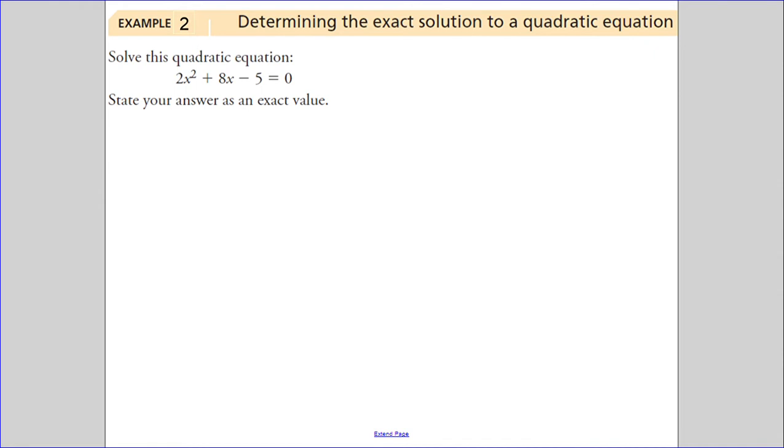So, to determine the exact solution to a quadratic equation. In this one, we need to find out what an exact solution is. And basically, an exact solution just means no decimals. Okay, we're looking for something that's going to be an exact value. So if I need to take the square root of 18, for instance, I'm not going to say that it's 4 point something something something. I'm going to leave it as the square root of 18.